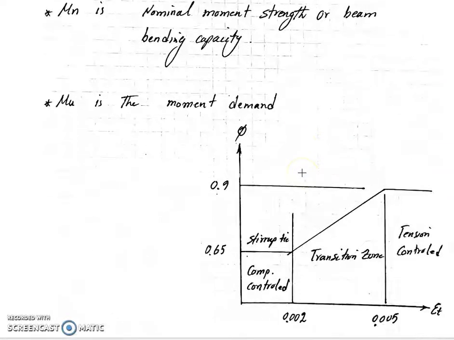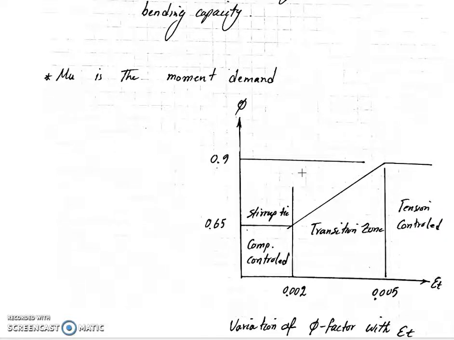So this is the variation of phi factor with epsilon t. Epsilon t is the steel strain in our beam. It is our horizontal axis and the vertical axis is our phi. If epsilon t is equal or greater than 0.005, the beam is tension controlled and our phi is 0.9. If epsilon t is equal or smaller than 0.002, the beam is compression controlled and our phi is 0.65.